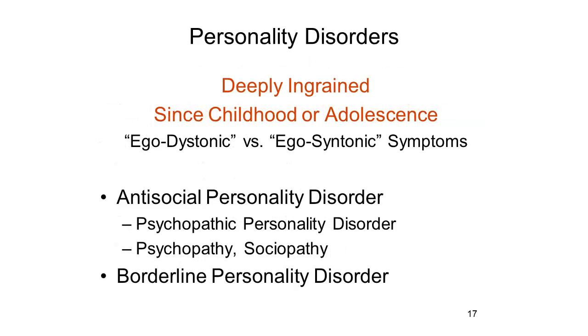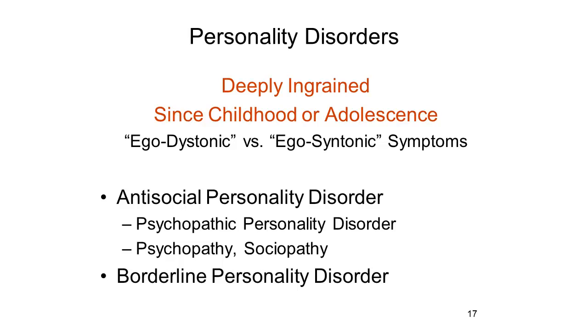The personality disorders consist of deeply ingrained patterns of maladaptive behavior, which typically begin to develop in adolescence, sometimes even childhood. In order to understand the personality disorders a little bit better, recall the distinction between ego-dystonic and ego-syntonic symptoms.